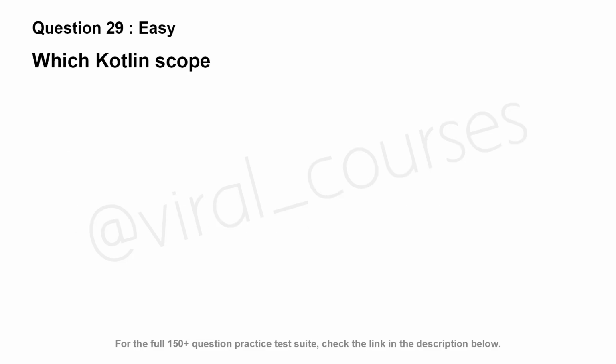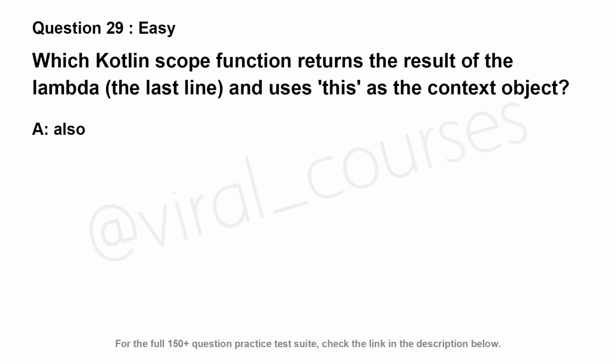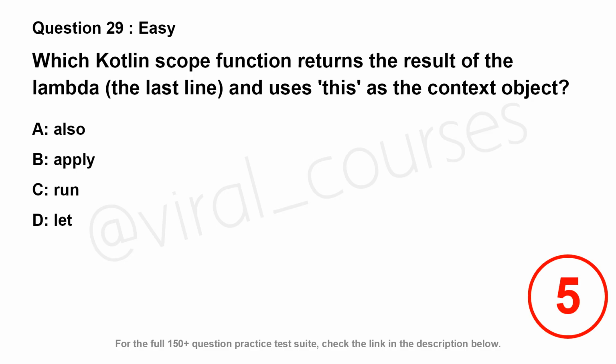Which Kotlin scope function returns the result of the lambda's last line and uses this as the context object? Option A, also. Option B, apply. Option C, run. Option D, let.